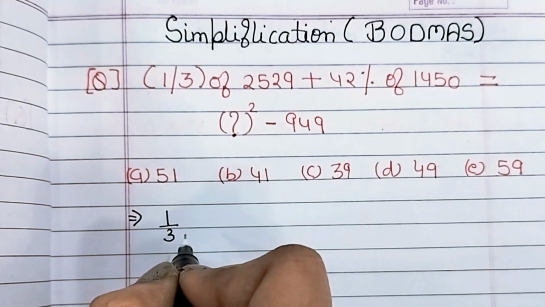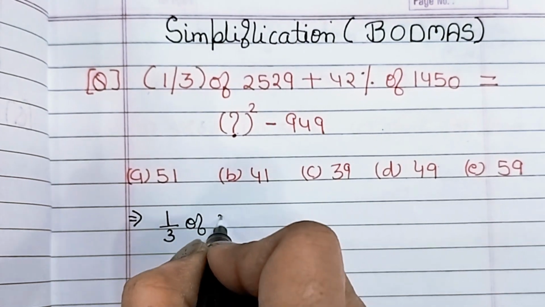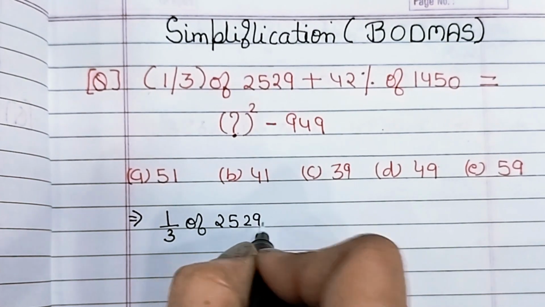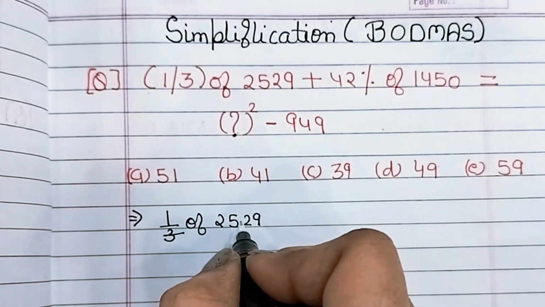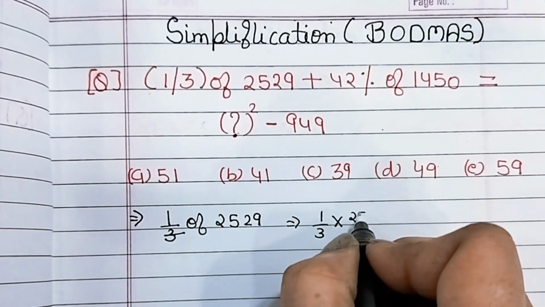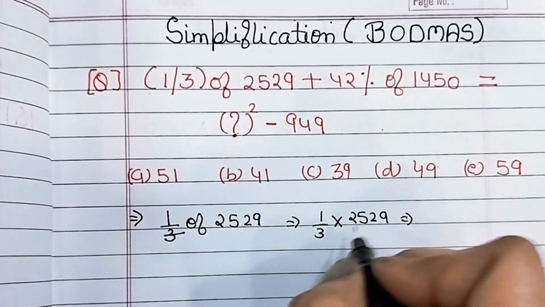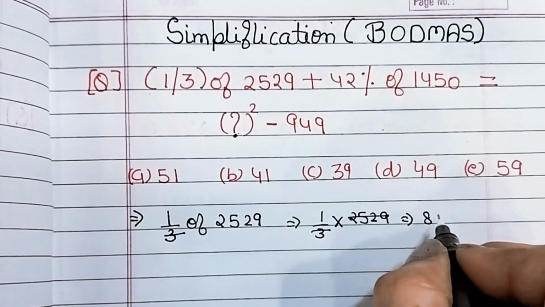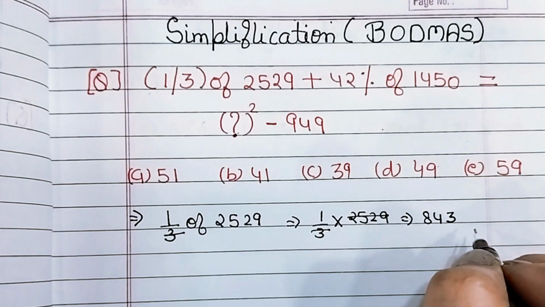First step says first we have to do 1/3 of 2529. So 1/3 of 2529, when you cut it down, "of" means multiplication, 2529, and after cutting the values, 3 8s are 24, 3 4s are 12 and 3 3s are 9.